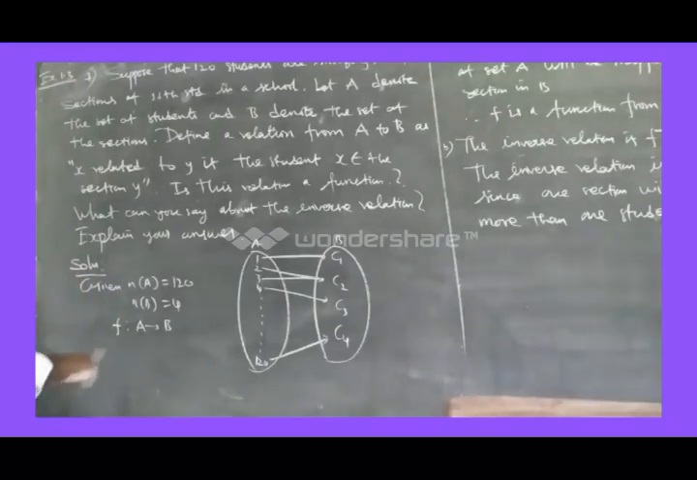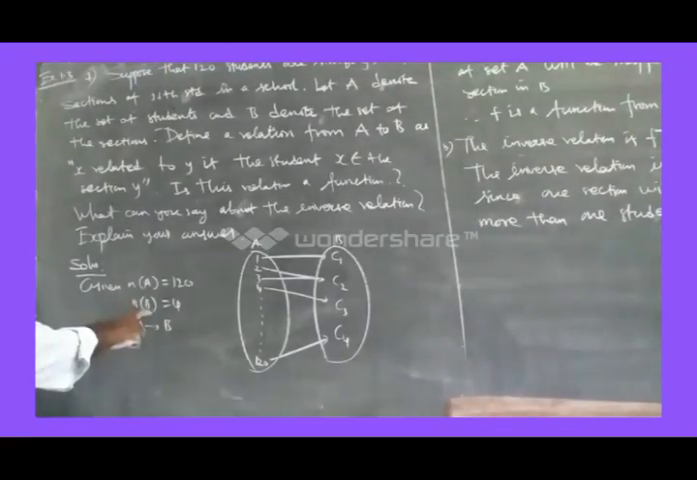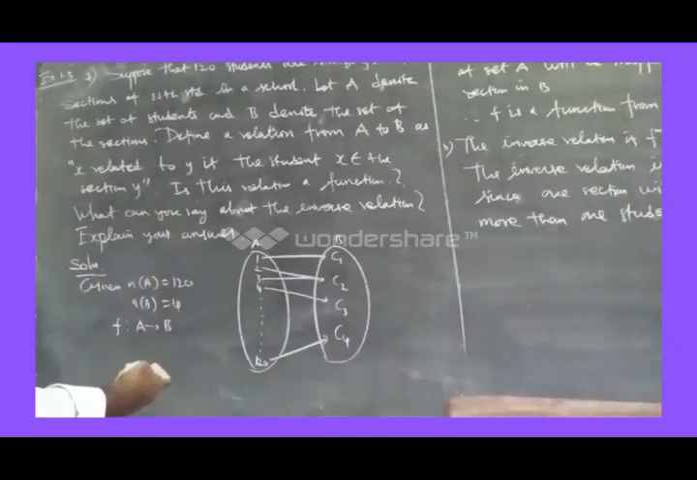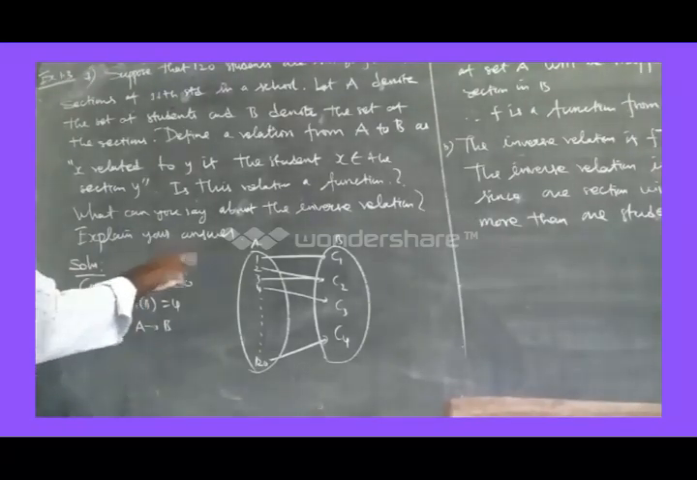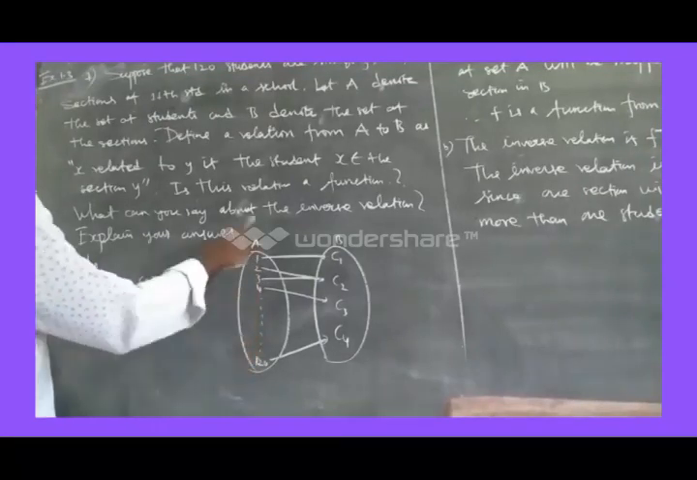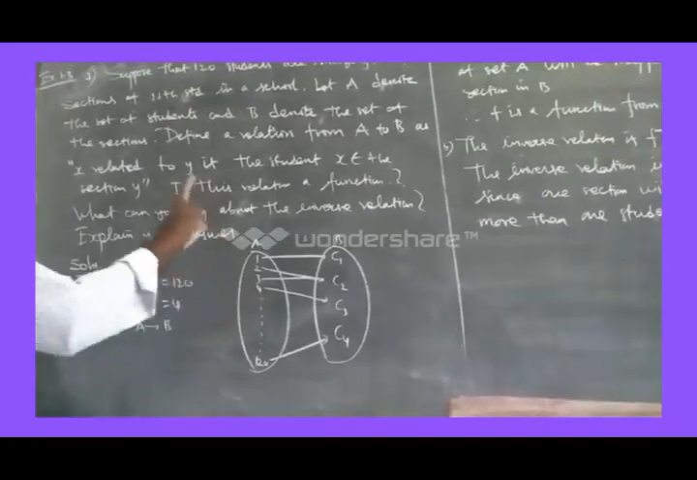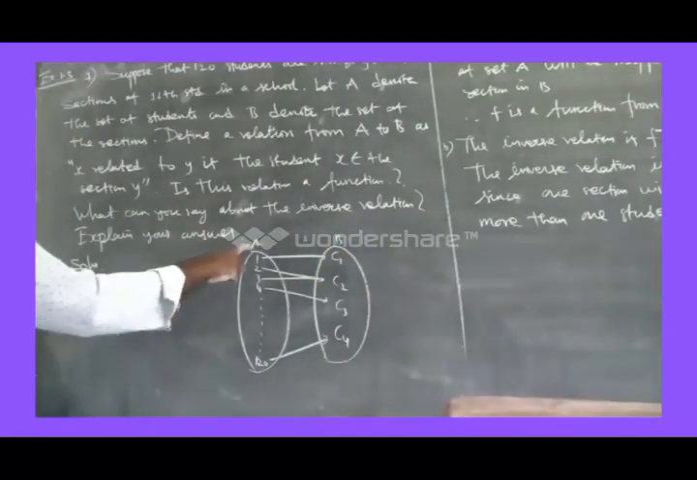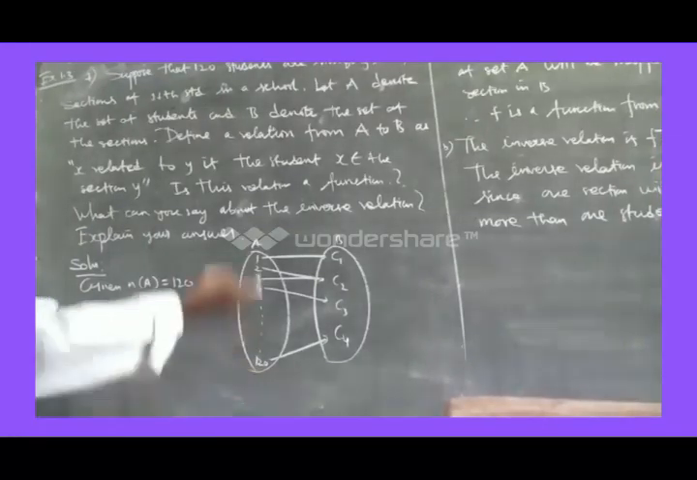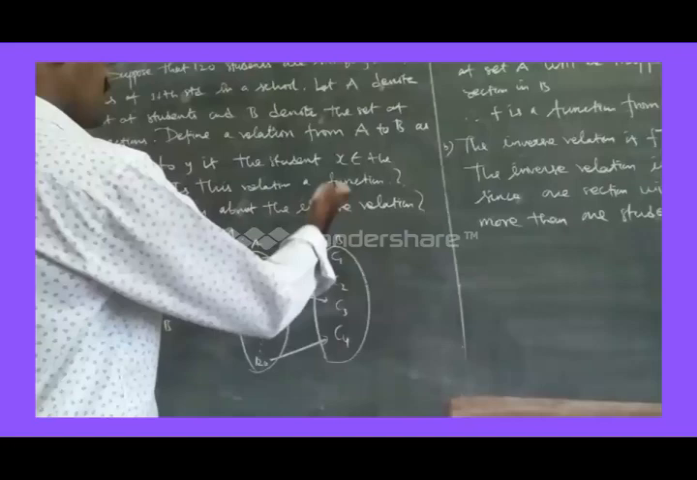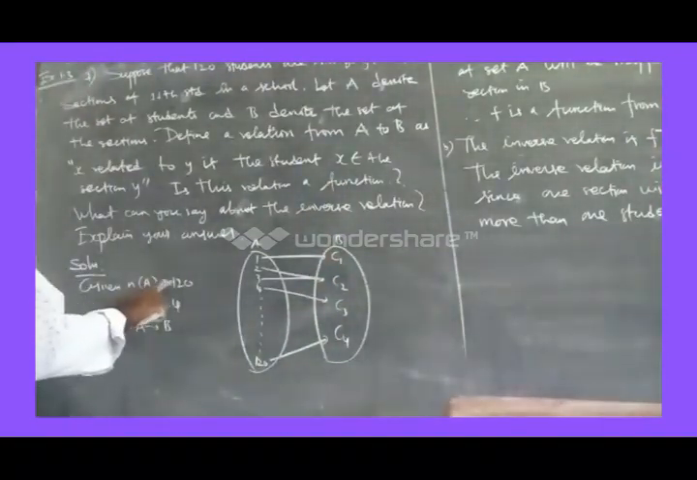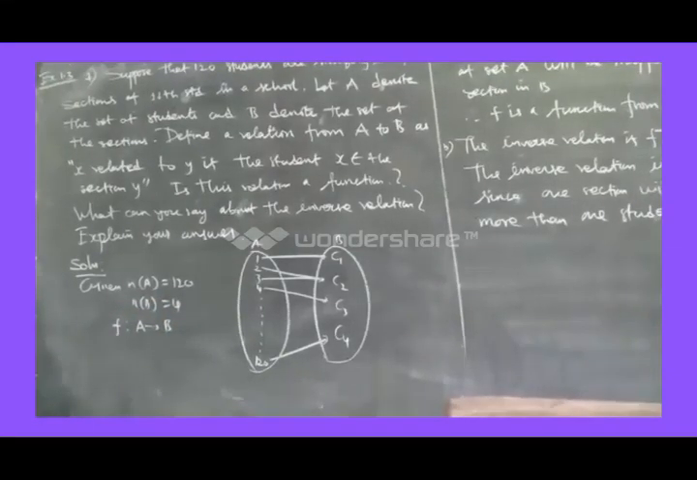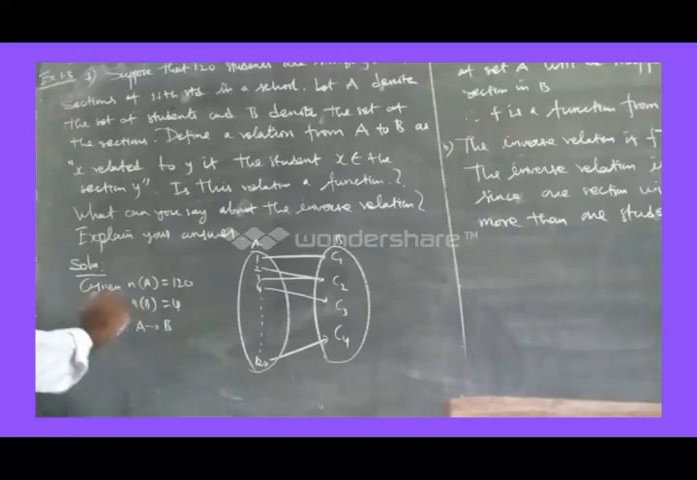Solution. Given n(A) equal to 120, so A is the number of students in the school, and B is the 4 sections. You can see the arrow diagram: first A, second B. On the left side, A is 1, 2, 3 up to 120 students, and B is the 4 sections C1, C2, C3, C4. So n(A) is 120, n(B) is 4, and f is a function from A to B.